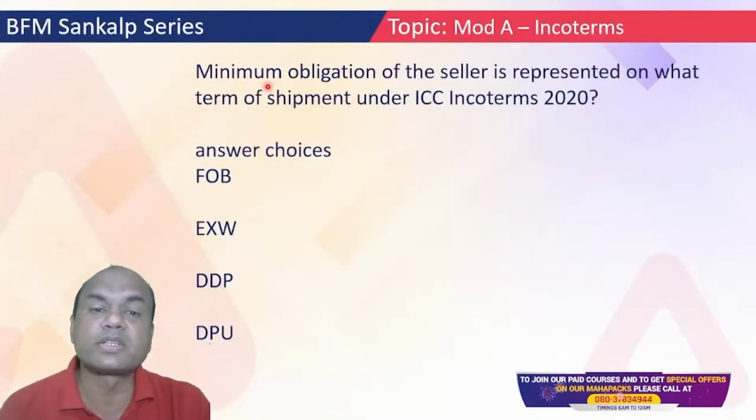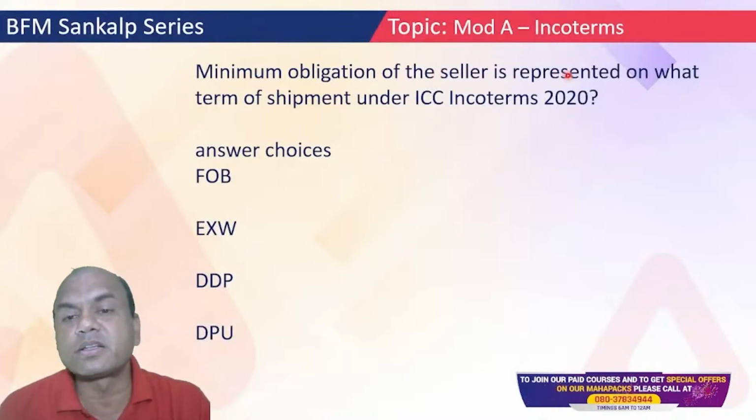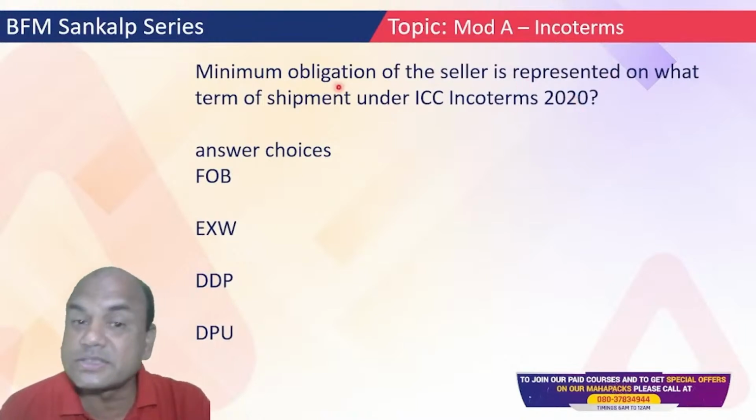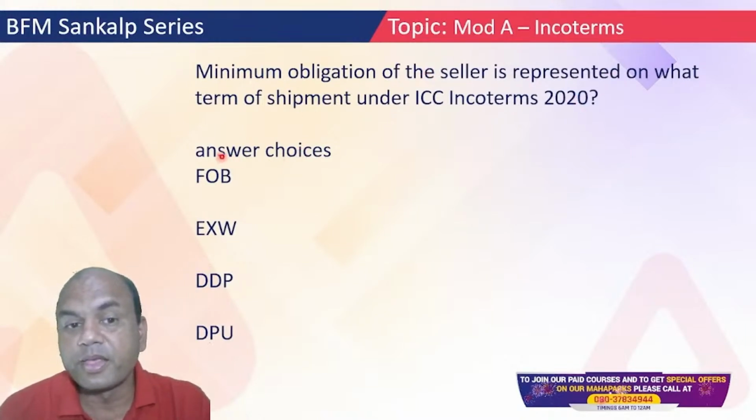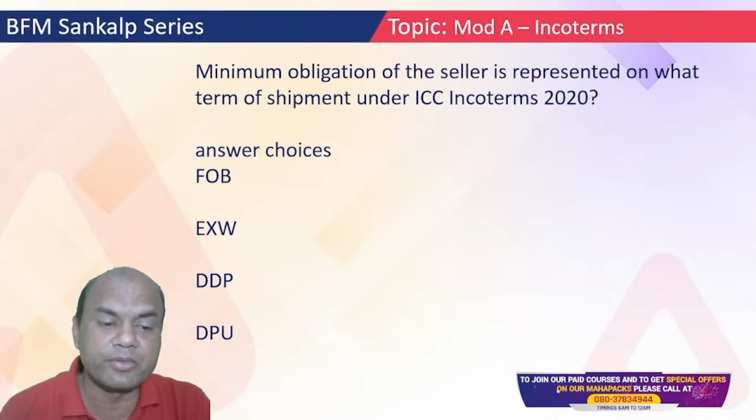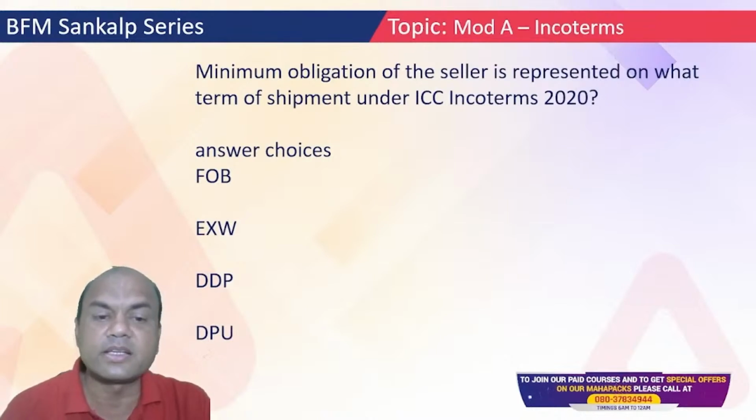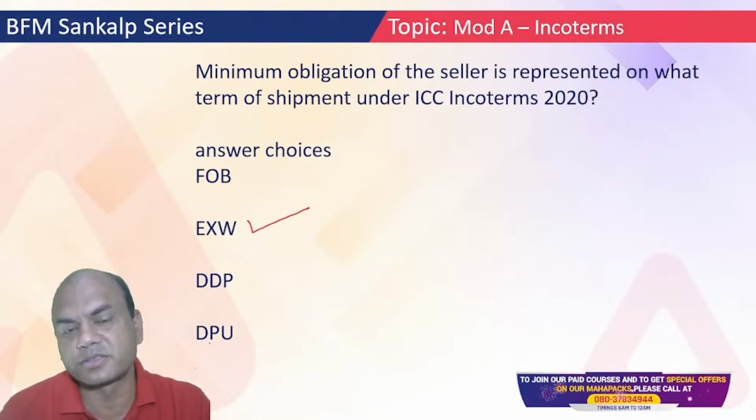Now let's come to the questions. Minimum obligation of the seller is represented in which term of the Incoterm? Now this is easy for you. The options are FOB, Ex Works, DDP and DPU. Which one? The correct answer is Ex Works. Correct? Ex Works.